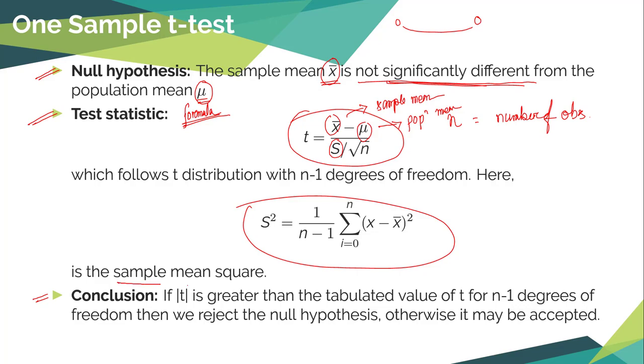It is called the sample mean square, right? So it is similar to standard deviation. The only difference is that we are dividing by n minus 1 instead of n, and obviously n is the number of observations. So when you put everything into this formula, we will get a value. That value is called the calculated value of the t statistic.